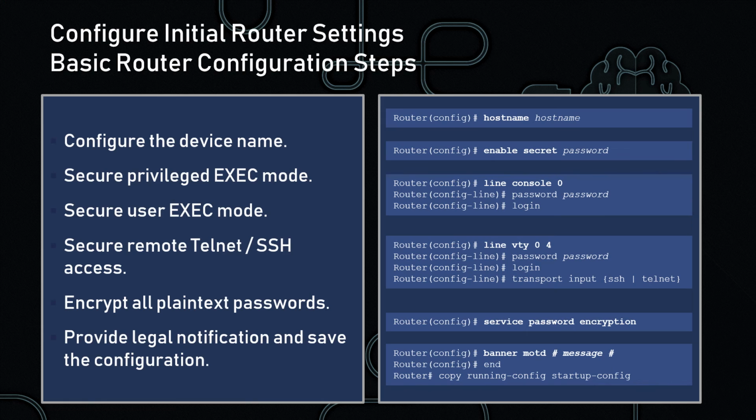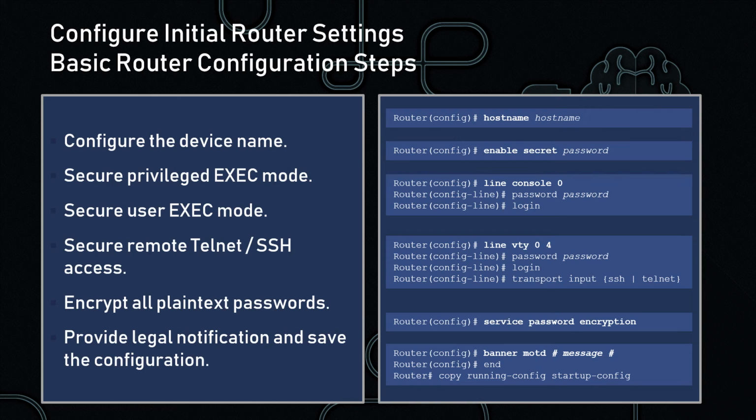We're going to go ahead and set up the device name, set up privileged exec mode, user exec mode, remote Telnet and SSH access, encrypt all of our plain text passwords, and provide legal notification. So we can see here on the right the graphic. To set the host name, we're going to go into enable. We're going to type in config t to get to our global line, and then we'll set up our host name and password. Line console 0 to access the console.